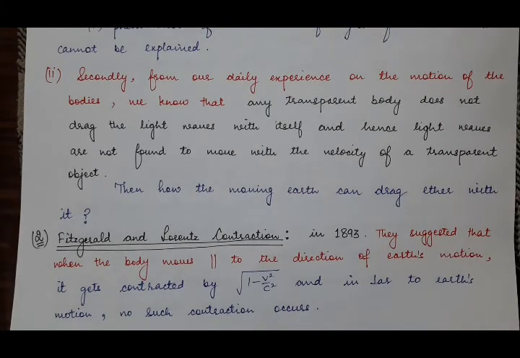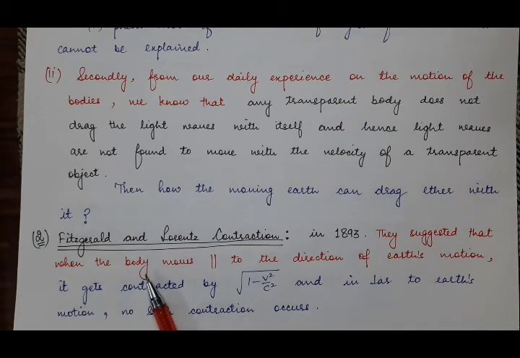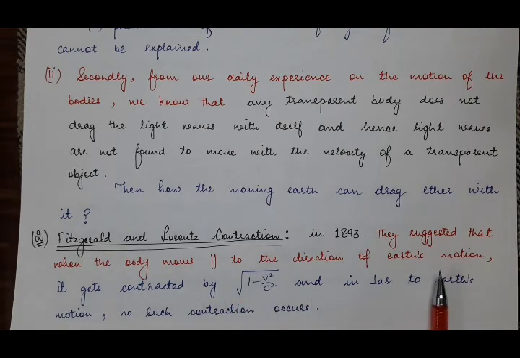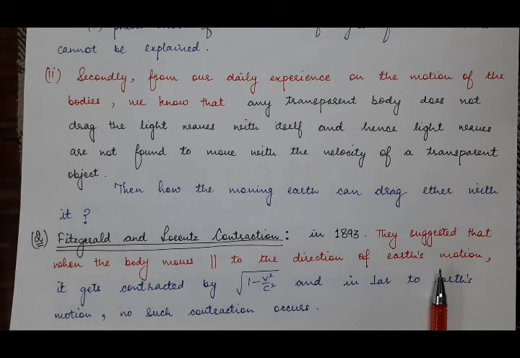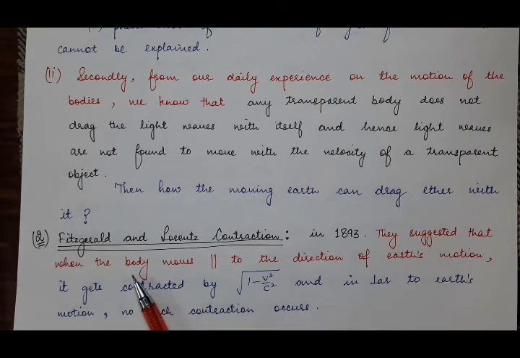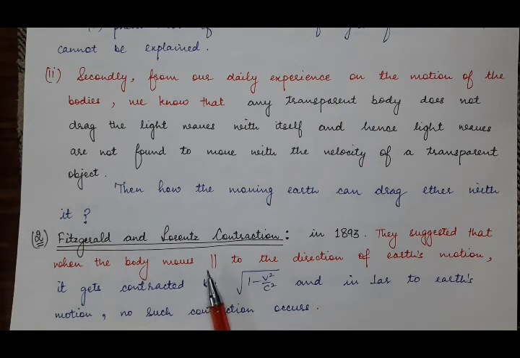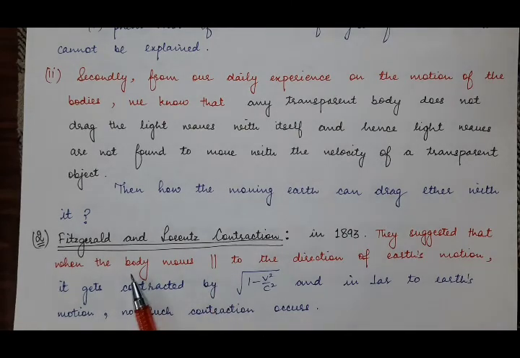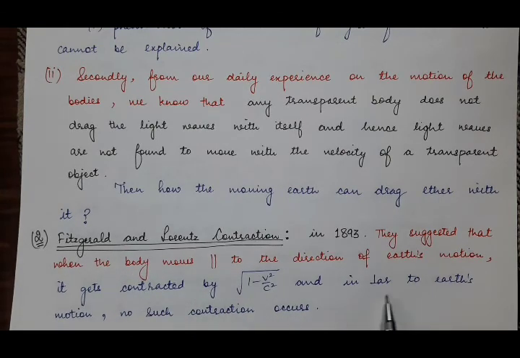Then the second attempt was made by Fitzgerald and Lorentz in 1893. They suggested that when any body moves parallel to the direction of Earth's motion, then length contraction occurs. When a body moves in a direction parallel to the direction of motion of Earth, that body gets contracted by this factor. And when the same body is moving perpendicular to the direction of motion of Earth, no such contraction occurs.